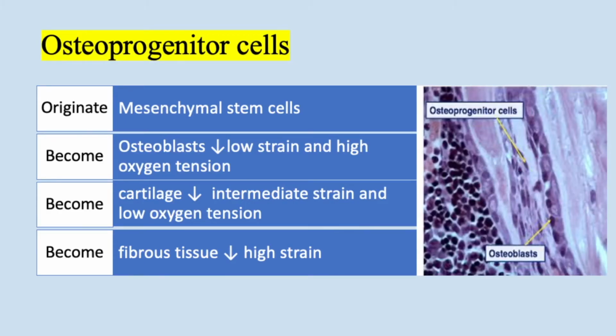Okay, let's go one by one. The first one is osteoprogenitor cells, which are also known as osteogenic cells. They are the stem cells inside the bones that play a significant role in bone repair and growth. Osteoprogenitor cells originate from mesenchymal stem cells. They become osteoblasts under low strain and high oxygen tension. They become cartilage under intermediate strain and low oxygen tension. They become fibrous tissue under high strain. So the environment will determine their function.